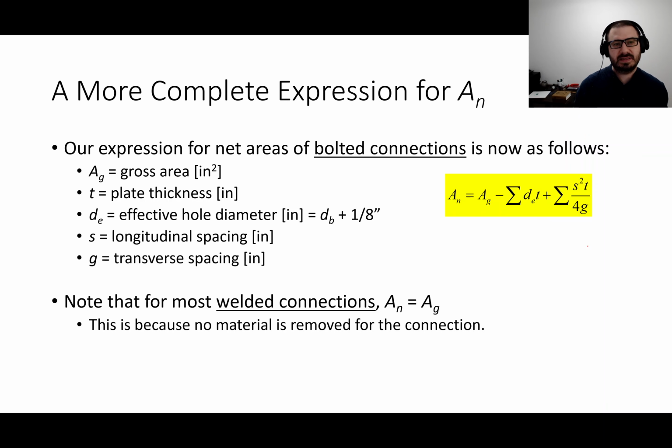Now, one of the things I put on this slide is that that's our expression for bolted connections. What about welded connections? Well, the net area for most welded connections is just equal to the gross area, because no material is removed from the connection. I should more specifically state that usually no material is removed, especially for the welds we deal with in most structural steel applications, like fillet welds. You're not really removing material. You're just taking a piece of steel, lapping it on, and stitching that together with some fillet welds. You're not removing any plate from that. There are plug welds or slot welds where you could remove material, but those aren't as common as a regular old fillet weld. So I just want to mention that for clarity.